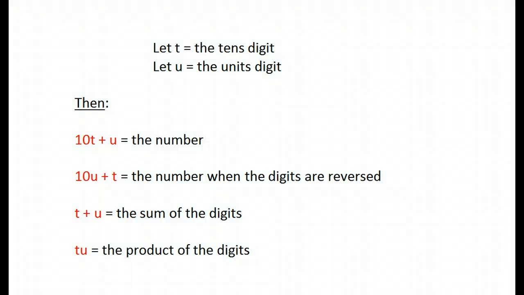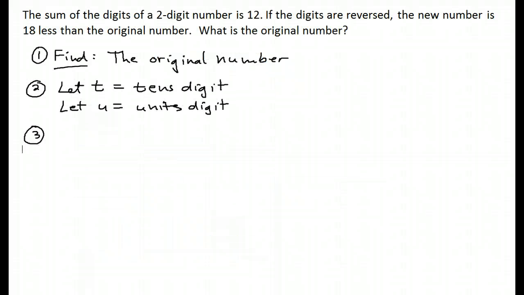Okay, here's a summary. If t equals the tens digit and u equals the units digit, then 10t plus u would be the number. And if you reverse the digits, that means you need to take 10 times what's in the units position and then add t. The sum of the digits is t plus u, and tu would be the product of the digits. So let's look at a couple of those.